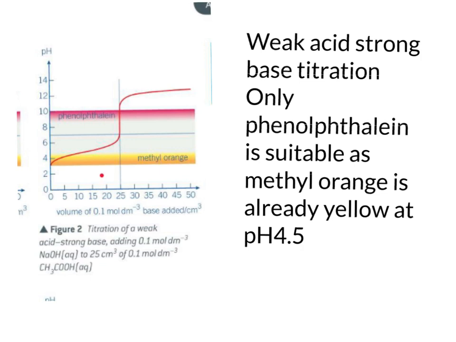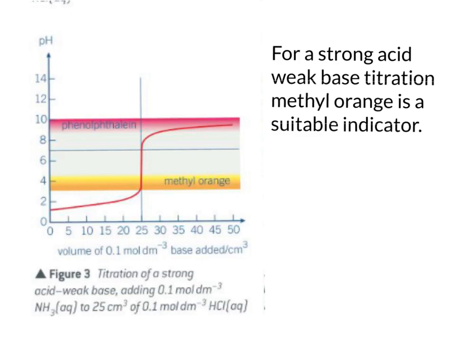And over the addition of many cubic centimetres cubed of base. Now phenolphthalein, however, with a weak acid, will change sharply at exactly 25 centimetres cubed of the equivalence point, and therefore phenolphthalein is a better choice of indicator for a weak acid strong base titration. Now let's look at an example of a strong acid weak base titration.